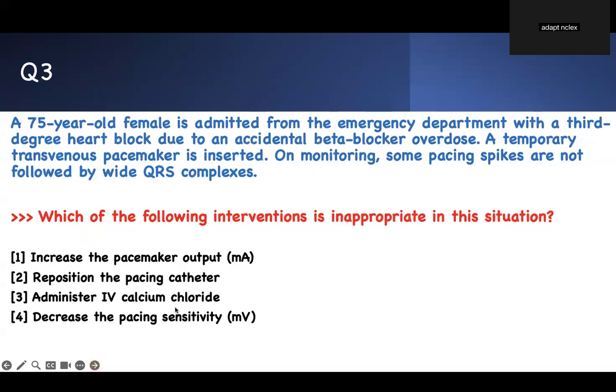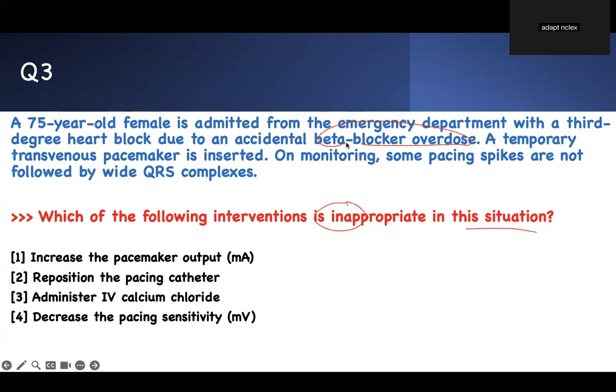The next one is this. It's the same thing. Let's use the strategy we have. Read it from the back, find the keywords, the buzzwords, and figure it out. Which of the following interventions is what? Inappropriate in this situation? That means doing something wrong. A 75-year-old female is admitted from the emergency department with third-degree heart block. She has third-degree heart block due to what? Accidental beta blocker overdose. So she took a lot of beta blocker and it had stopped.